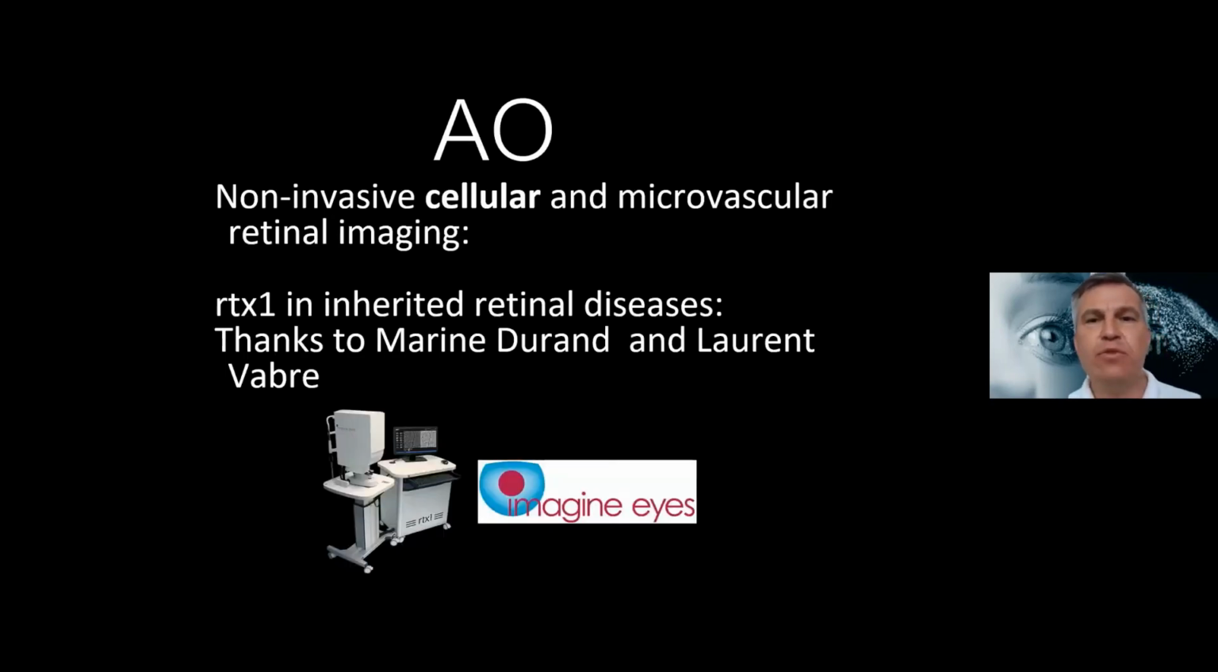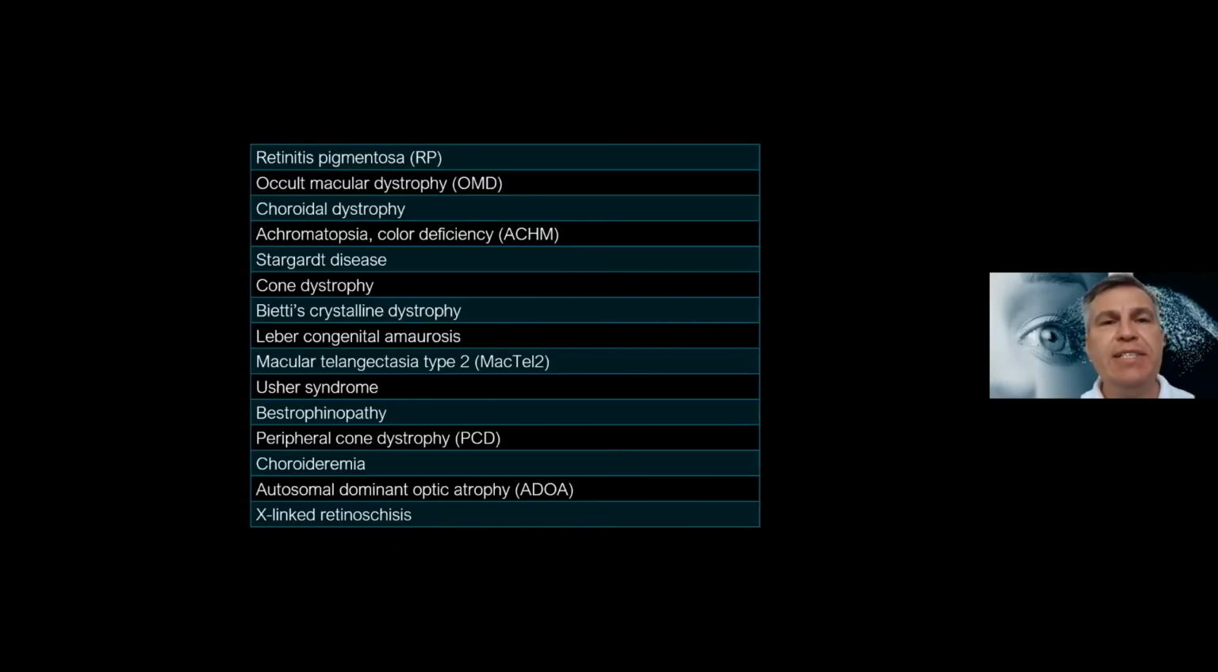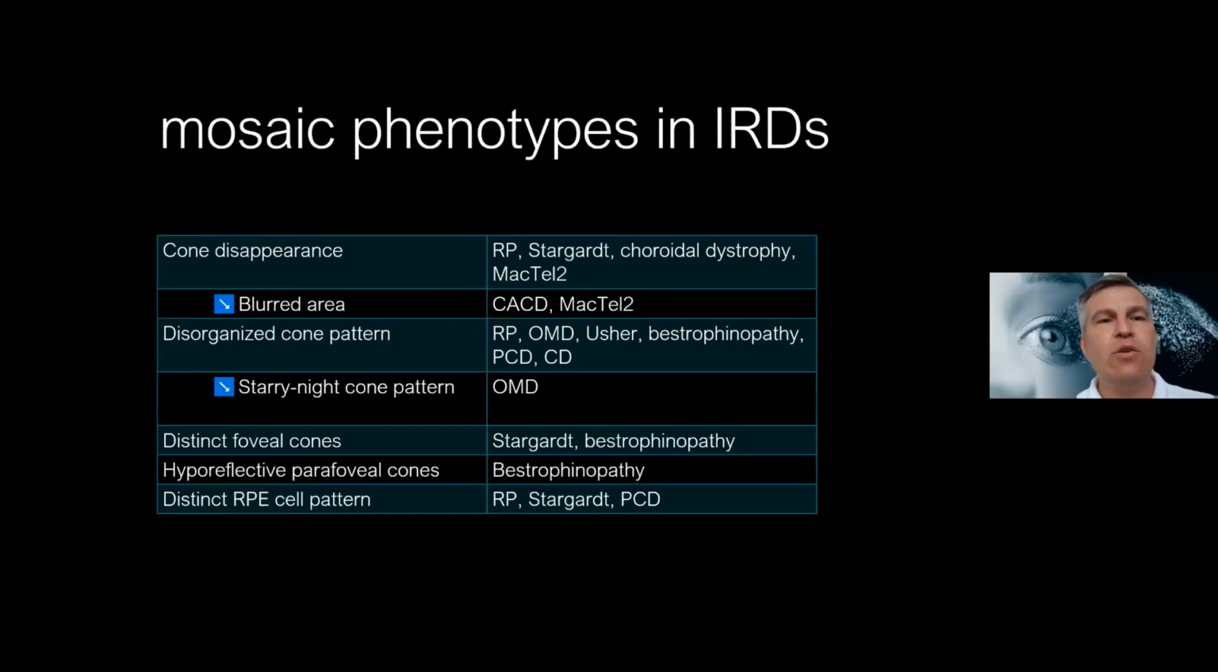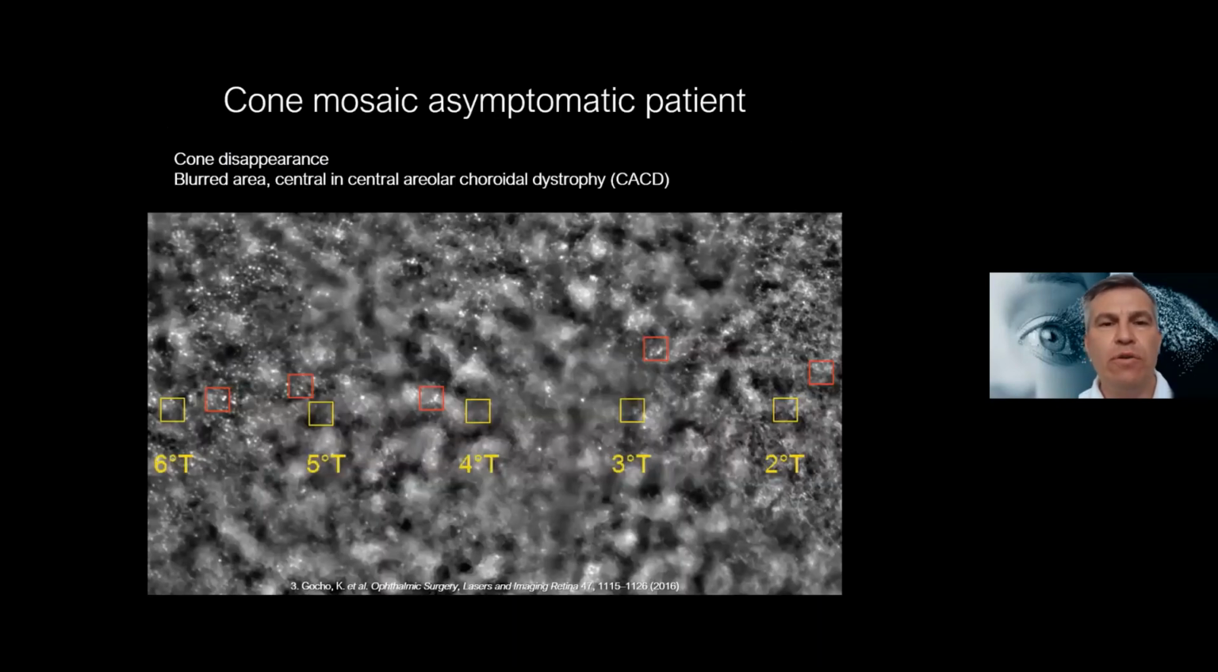I'm very thankful to Marine Durand and Laurent Vabre, who have provided me with some images from the clinical setting. So there are many diseases which can be detected on a cellular level, new features. And so we see that in some cases on the right side, you see the cones disappear, you will get the blurred images, and then the pattern is disorganized, and there are really nice images to learn from.